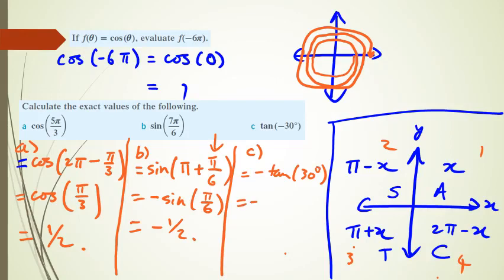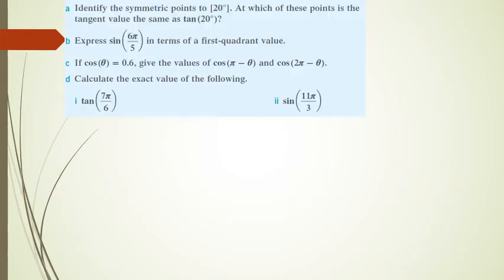Alright. Tan of 30 degrees. Okay, it's 1 over root 3 or negative root 3 over 3. Either one is acceptable. Okay? Alright.